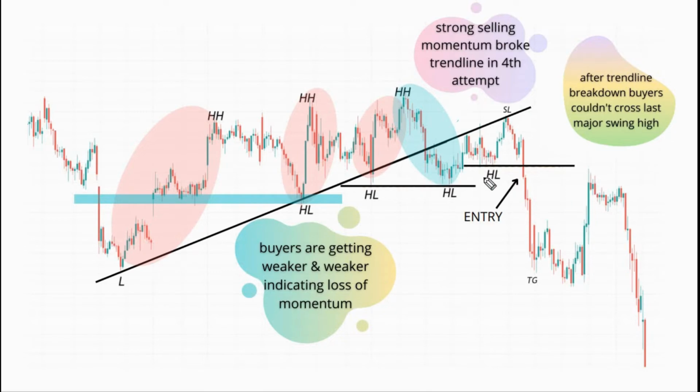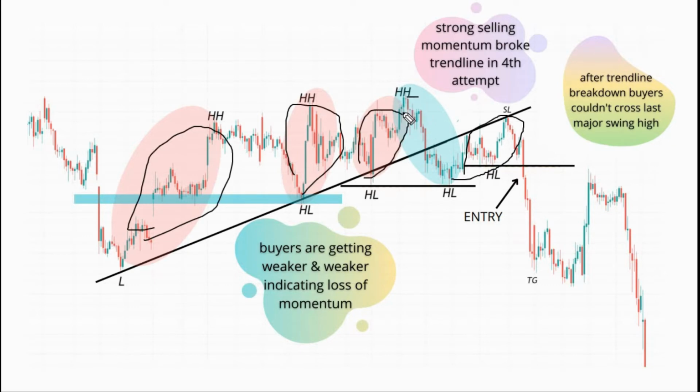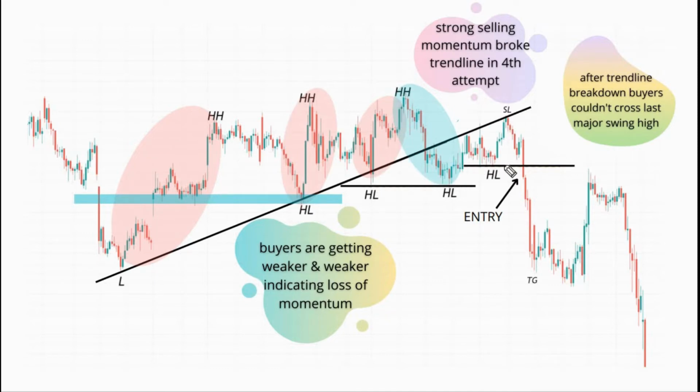But what happened? See the buying momentum now. The buying momentum was gradually reducing. Okay, and then we saw a strong selling momentum which broke this trend line, but buyers again defended the last swing low and again tried to push the prices towards the upside. But now this time the buying momentum was very weak, and it couldn't cross this trend line also.